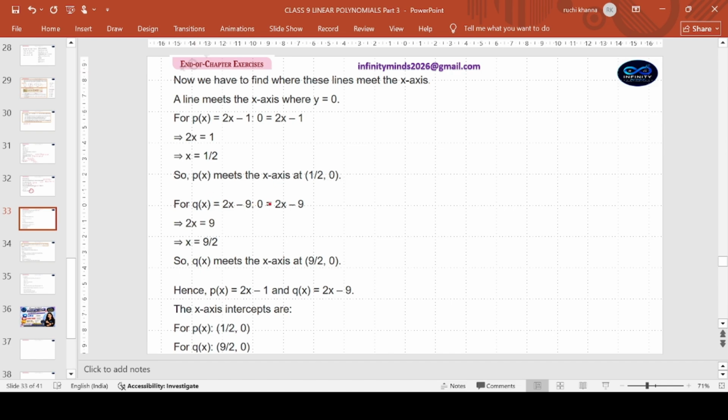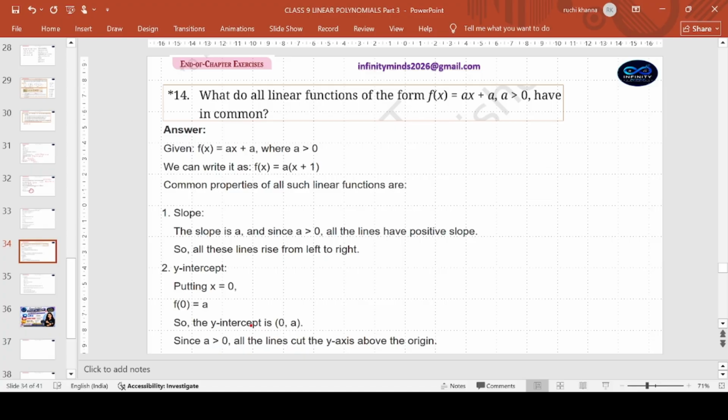And similarly for q(x) you can calculate. It will pass through 2x equals 9, x equals 9 by 2, 4.5 comma 0. Hence the x-intercepts are 1 by 2 comma 0 and 9 by 2 comma 0. Okay. All these asterisk questions specially require thorough practice. Go through the slides again. We shall now take up the last question of the exercise, question number 14.